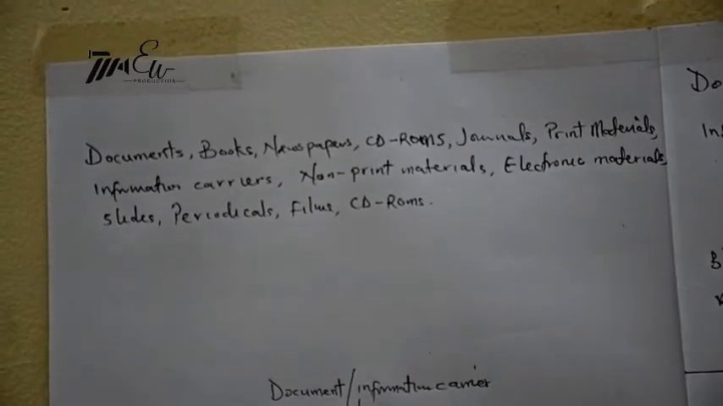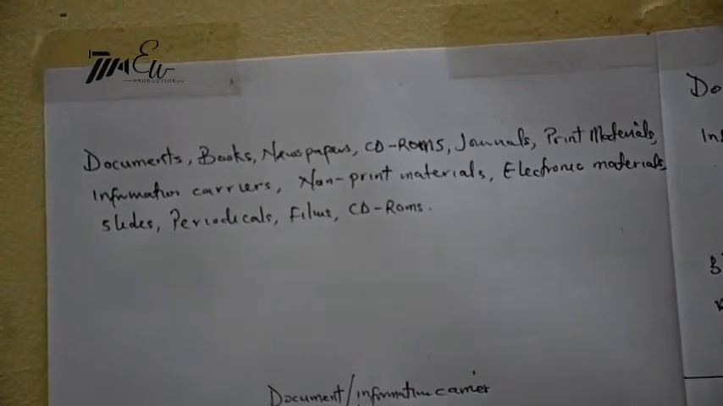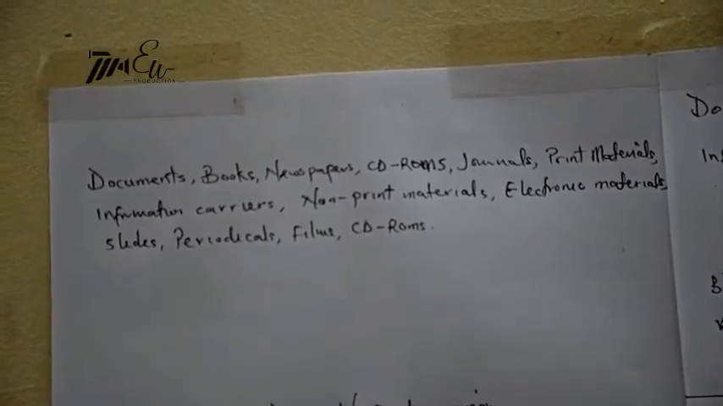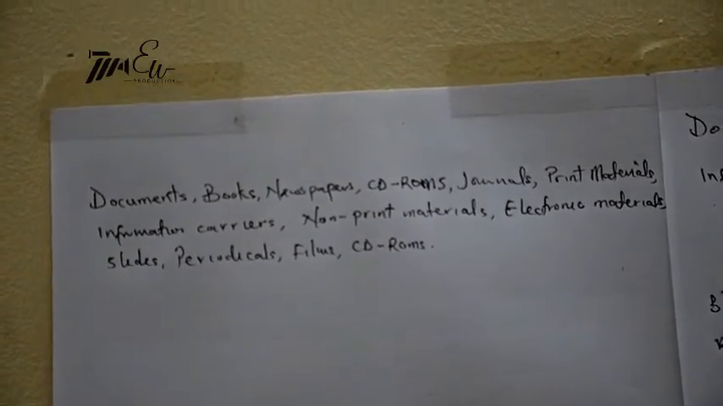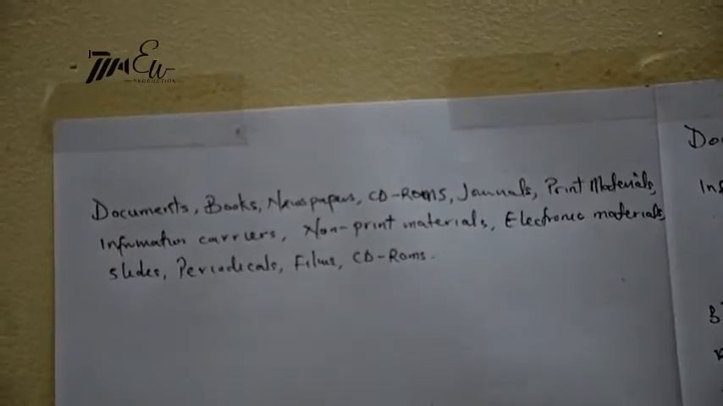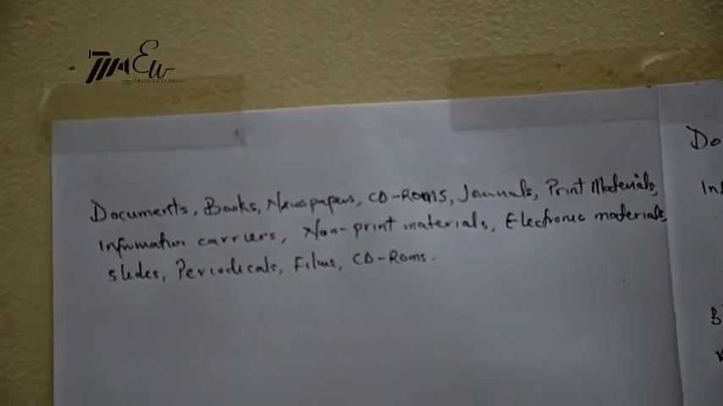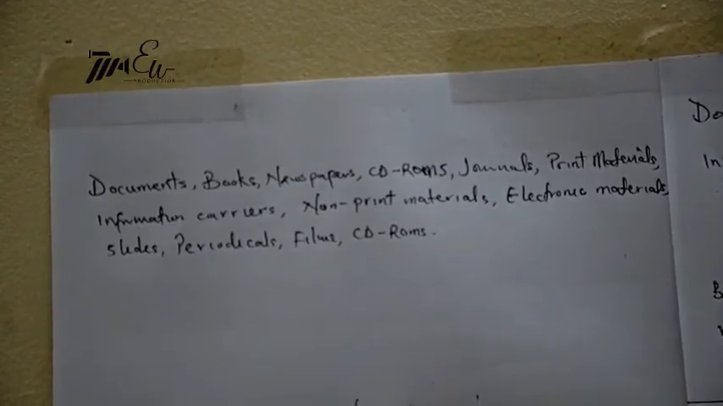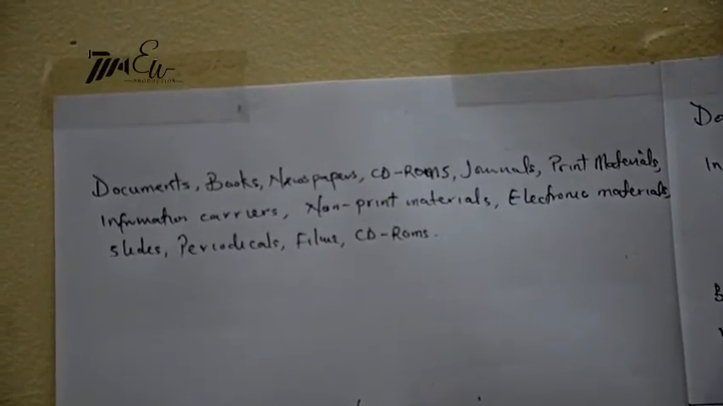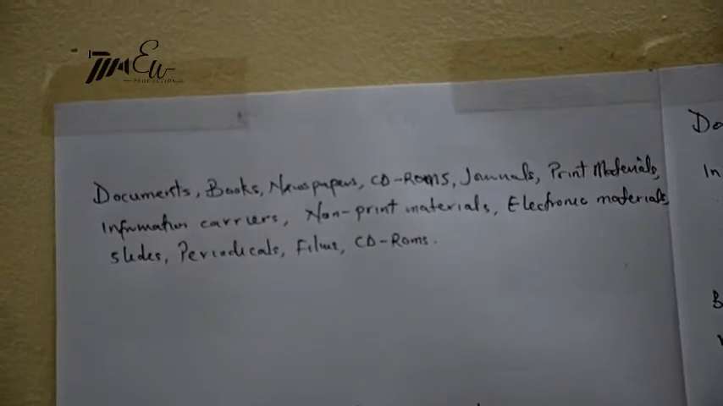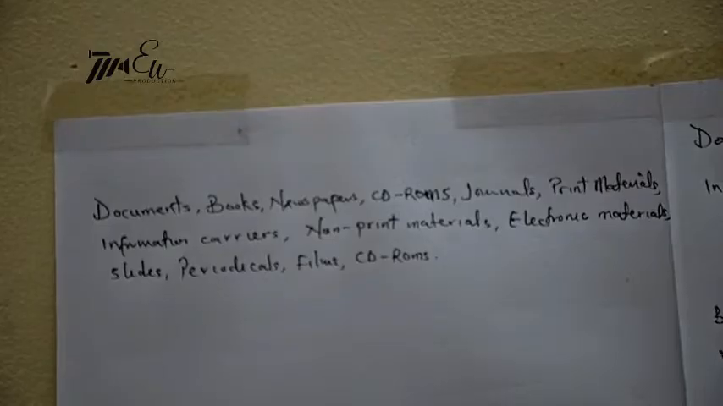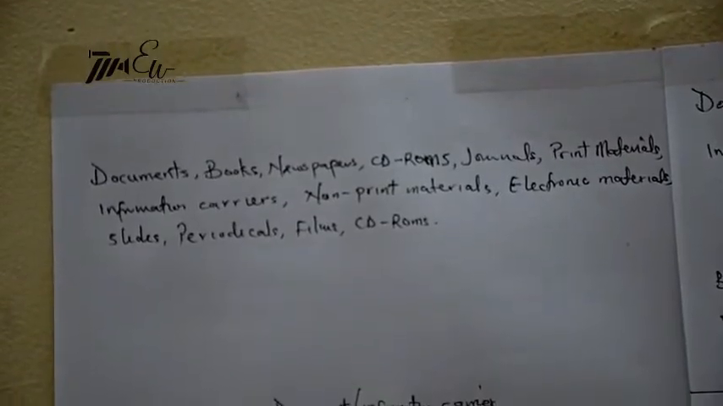Then you go to print material and ask yourself, what are the types of print material? We have books and periodicals. Then you go to books. What are the types of books? We don't have any type of book in the terminologies given. Then you go to periodicals. You find out that journals and newspapers are types of periodicals.